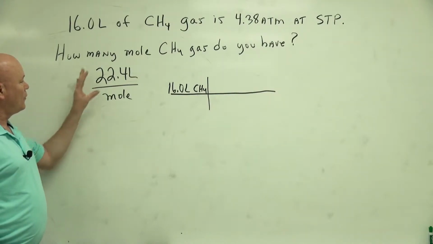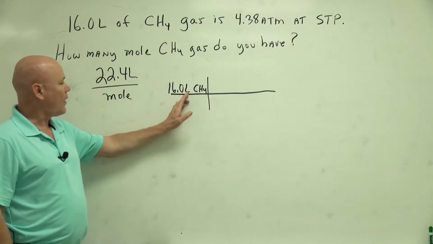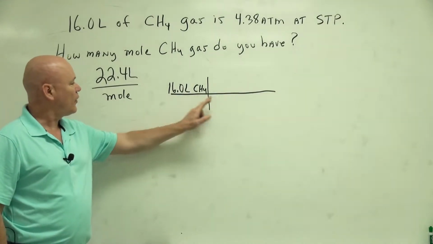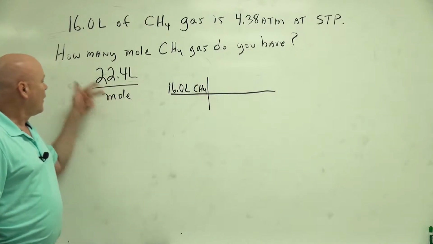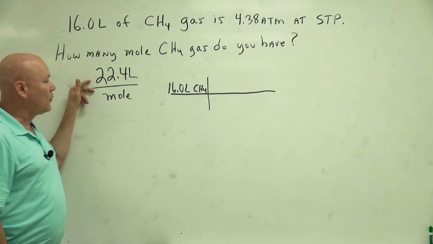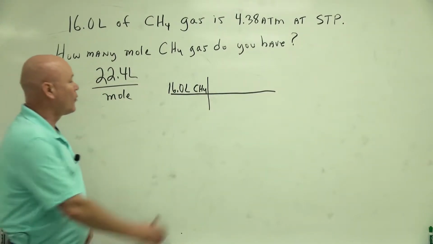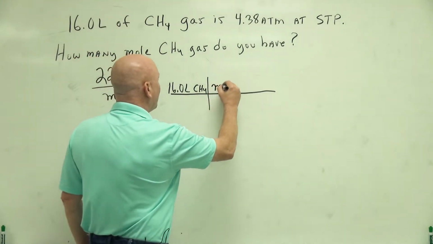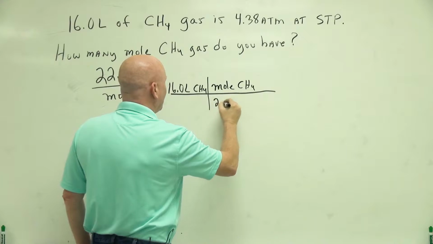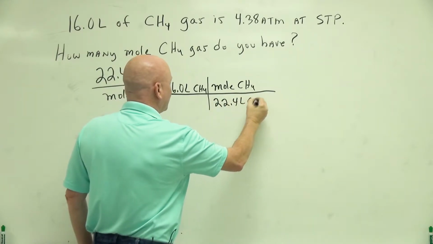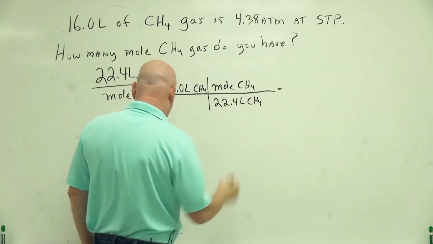And so I want units to cancel. So what units have to be over here? They have to match up. Liters has to match up with liters so that it cancels. And so I'm going to take the STP value and I'm going to flip it over so that units cancel. So a mole CH4 methane is 22.4 liters CH4, or methane.